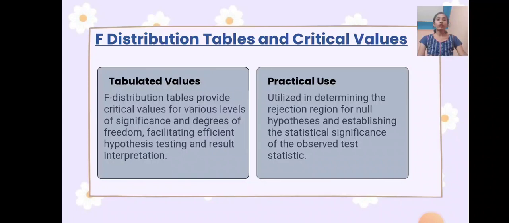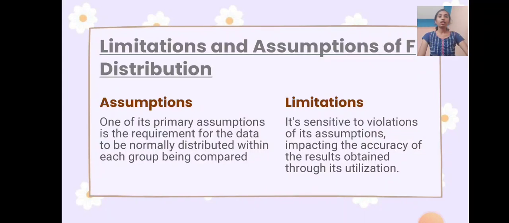Let us move on to the F distribution tables and critical values. First, tabulated values. F distribution tables provide critical values for various levels of significance and degrees of freedom, facilitating efficient hypothesis testing and result interpretation. Practical use. Utilized in determining the rejection region for null hypothesis and establishing the statistical significance of the observed test statistic.